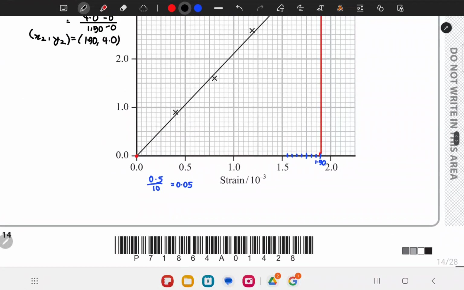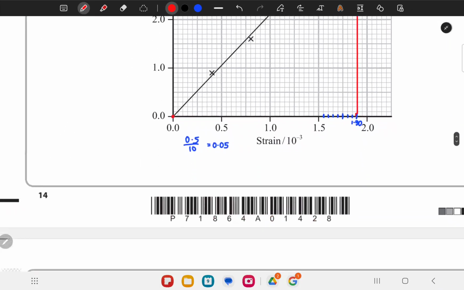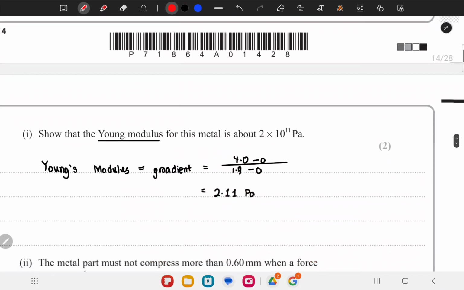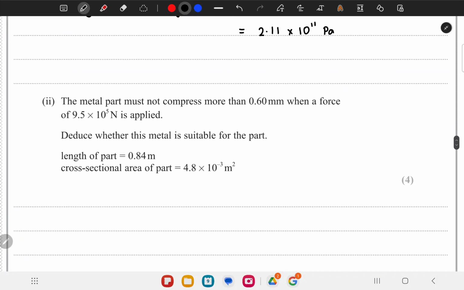We have to consider the units. The stress is given in 10 to the power 8, strain is given in 10 to the power minus 3. If we consider that, we'll get 2.11 into 10 to the power 11 Pascal, which is close to 2 into 10 to the power 11.